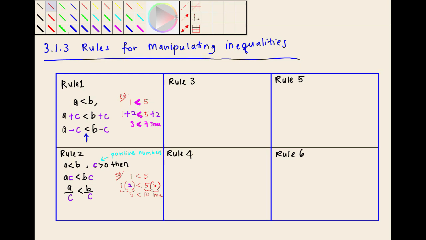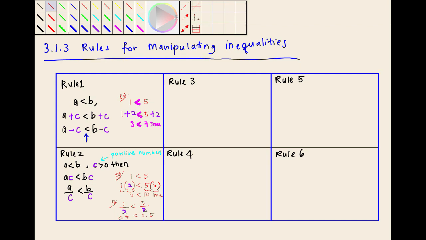So sama juga if you bahagi. So let's say I do 1 divided with 2, and then another one, same goes as well, 5 divided with 2. Now 1 divided with 2 you get 0.5, ya, 0.5. 5 divided with 2 you dapat berapa? You get 2.5. So this is true. Okay, 0.5 is less than 2.5. Okay, so now tambah dan tolak tak mengubah direction, rule number 1. Rule number 2, darab dengan positive number atau bahagi dengan positive number, tidak bertukar direction.